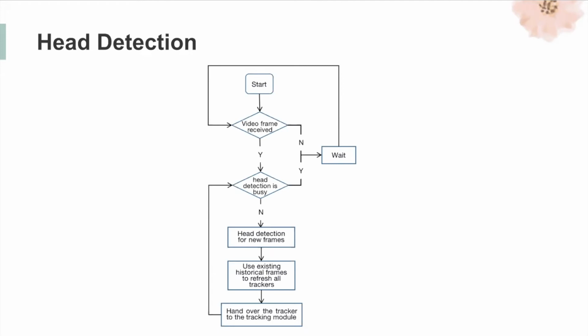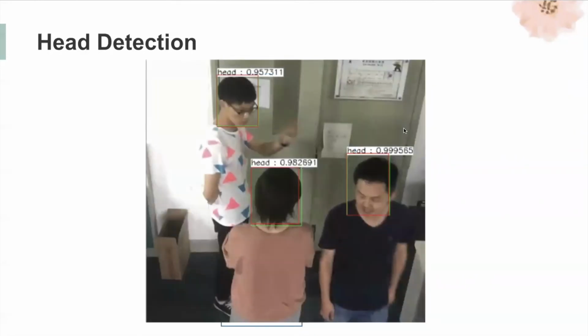When a new frame is received, first it will check whether the head detection module is busy. Since the detection process is time-consuming, if the module is busy, the newly received frame will be cached in the historical frames. Otherwise, it will perform head detection on the current frame. After getting the human head position, the tracker is initialized based on the head area, like this. Then give the buffer frames to these trackers, so they could quickly update and track to the head position in the current frame, and finally transfer these refreshed trackers to the tracking module.